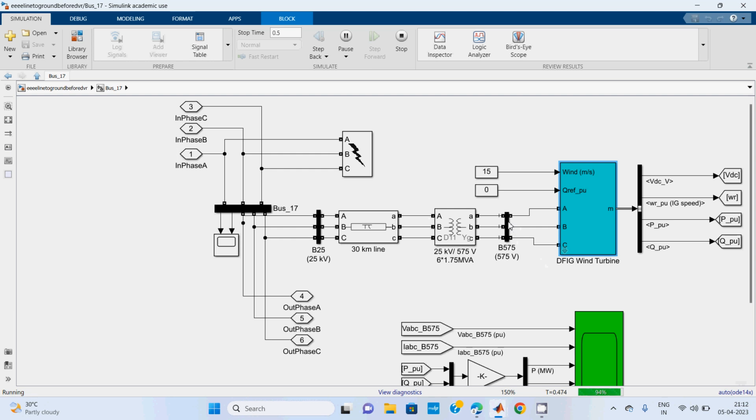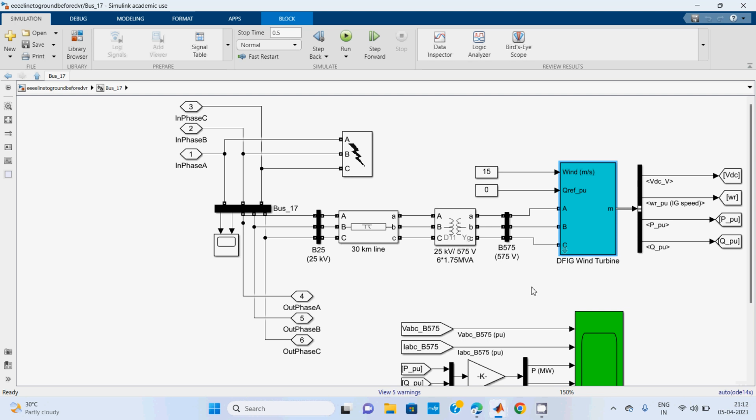In order to step up the voltage at this terminal, I am having a 25 kV bus. So I need to maintain 25 kV with the help of the transformer. Here at the wind farm, the terminal voltage will be 575 volts only. I need to increase that voltage from 575 volts to 25 kV, so I am using this step-up transformer.